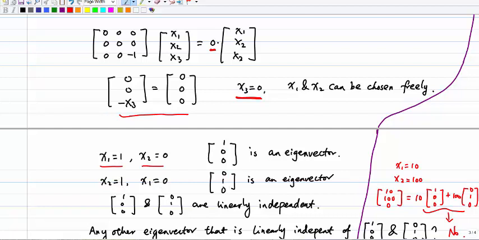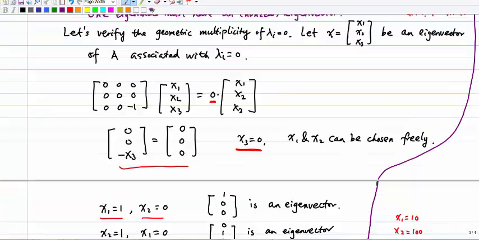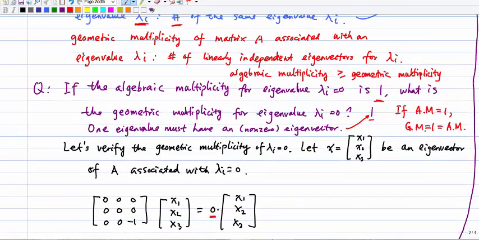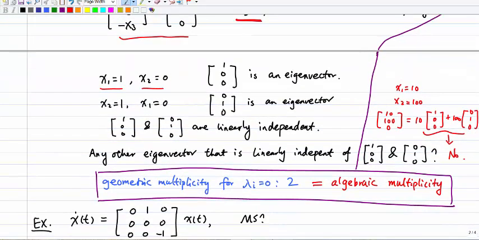So here we can say (1, 0, 0) and (0, 1, 0) are linearly independent. So actually, we can already find two linearly independent vectors. Also, the algebraic multiplicity must be greater than or equal to the geometric multiplicity. Because the algebraic is 2, and I already found two linearly independent vectors, my geometric multiplicity must be equal to 2. So we can say geometric is equal to 2, which is equal to the algebraic multiplicity.